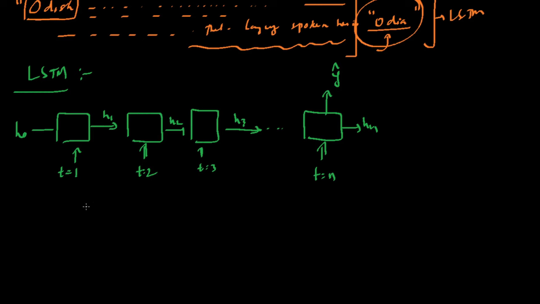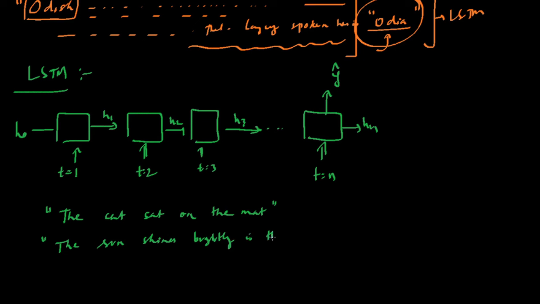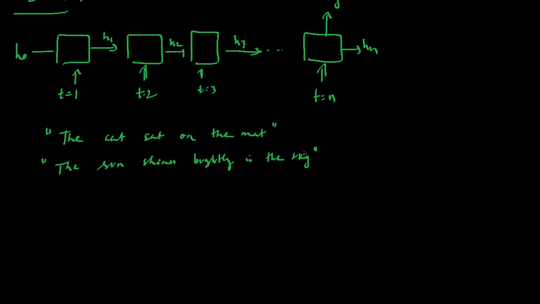So we'll take two sentences, okay? The cat sat on the mat, and the next sentence is the sun shines brightly in the sky. These are the two sentences, okay? Now, there are two types of memory storage, right? One, we have the short term memory storage, and then we have the long term memory storage, right?